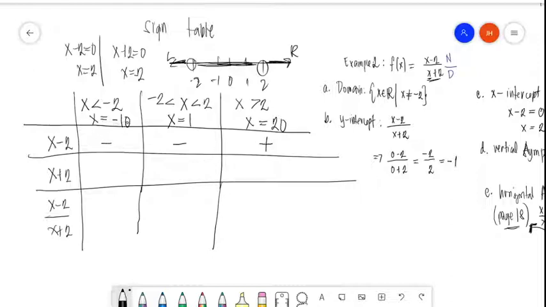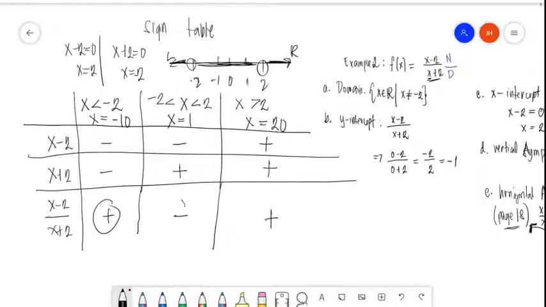Next, negative 10 plus 2. I owe 10, but I have 2 cash, and the debt is larger, so it's still negative. Next, 1 plus 2 is 3, so positive. Then 20 plus 2 is 22, so still positive. Then you divide. Negative divided by negative is positive. Negative divided by positive is negative, and positive divided by positive is positive.